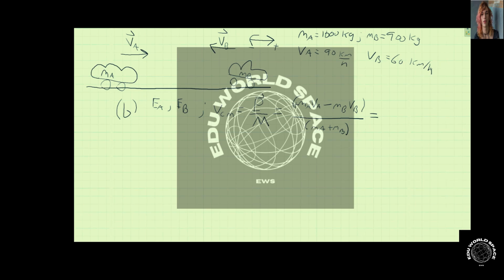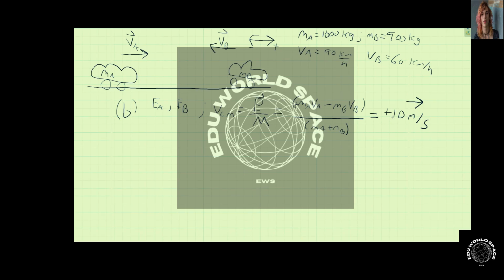Okay, so if we take all these numbers and plug them into this equation, remembering to convert from kilometers per hour to meters per second, we end up with a positive 10 meters per second, and that means that the center of mass of the system is heading to the right at 10 meters per second, right? Okay. Now, that's a good number to know. We're going to need that for our calculations.